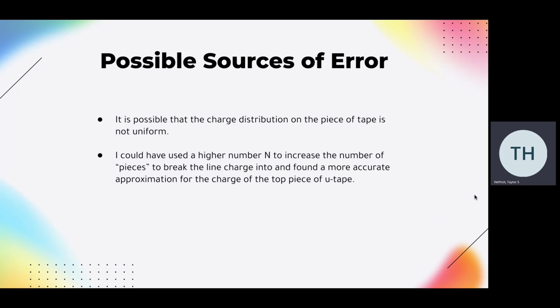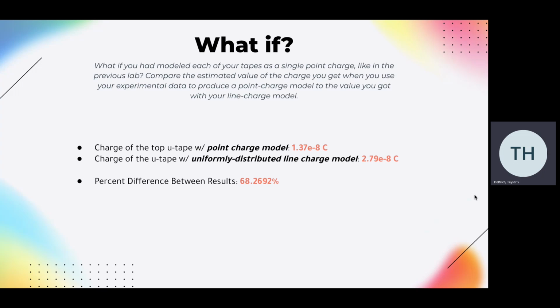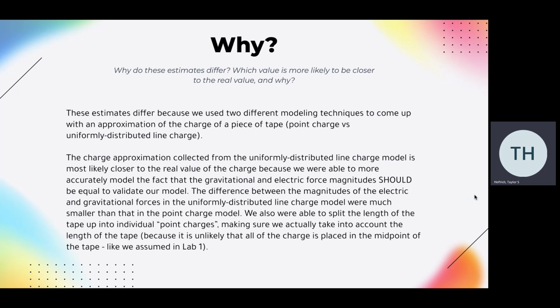Some possible sources of error are that the charge distribution is actually not uniform on the tape, and I could have used a higher number of pieces to break the line charge into to find a more accurate approximation of the charge. Moving into the what-if question, we found the percent difference between our results of the charge in the point charge model and the line charge model to be 68.2692% different. And so why do these estimates differ?